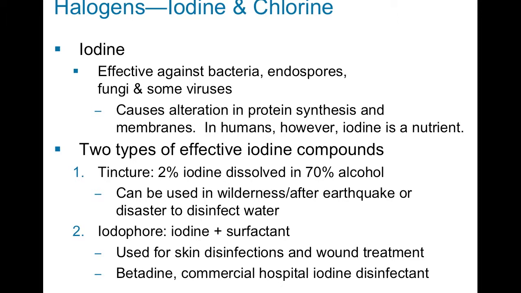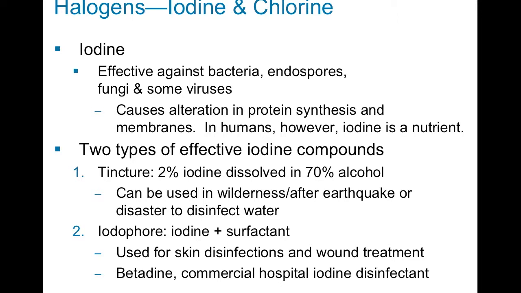Iodine is our first halogen, and iodine is effective against bacteria, endospores, fungi, and some viruses. The way it works, or what's known as its mode of action, is that it causes alteration in protein synthesis and in membranes. In humans, though, iodine is a nutrient. So this is one of the better ways to kill bacteria, especially when you're using it as an antiseptic on skin. There are two types of effective iodine compounds.